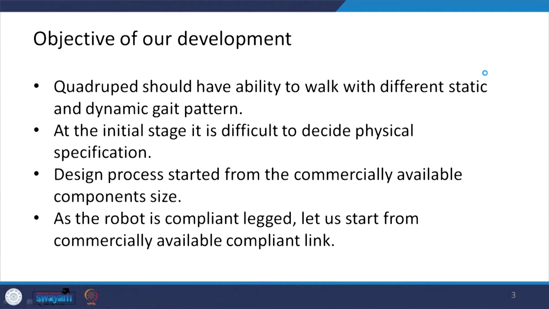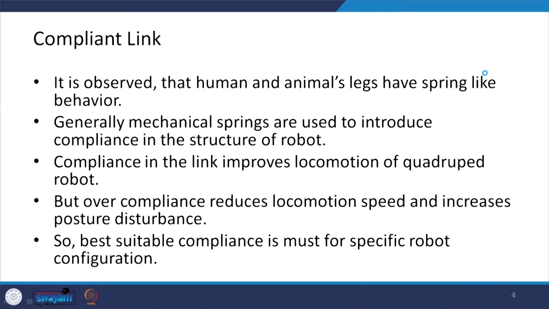At the initial stage, it is difficult to decide the physical specifications, and as you know, the design of any component is an iterative process. So you have to begin from somewhere. So the design process started from the commercially available component size. And as the robot is compliant legged, let us start from the commercially available compliant link.